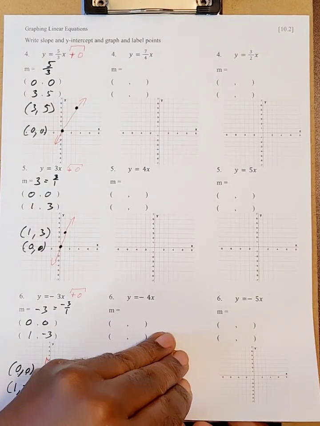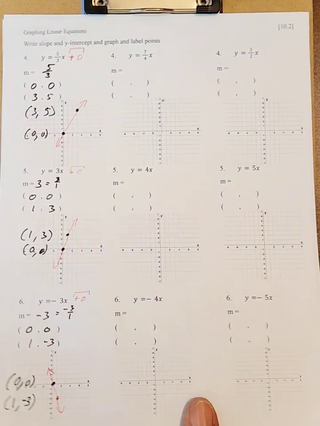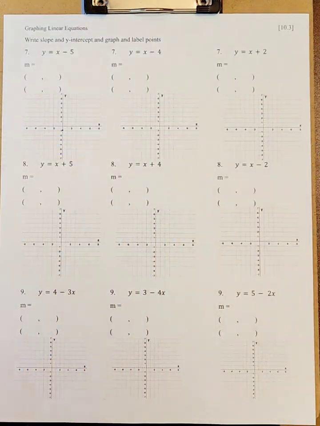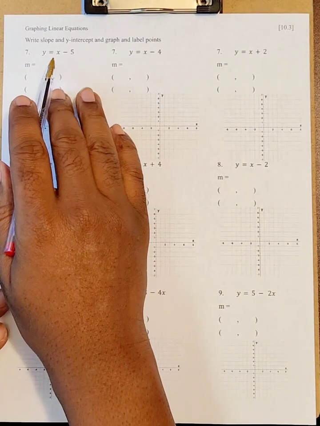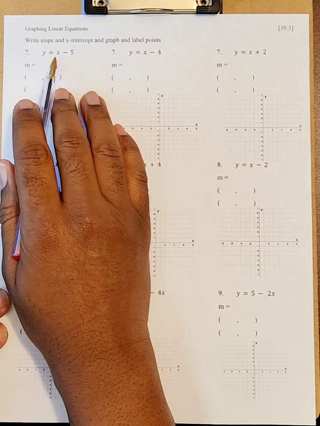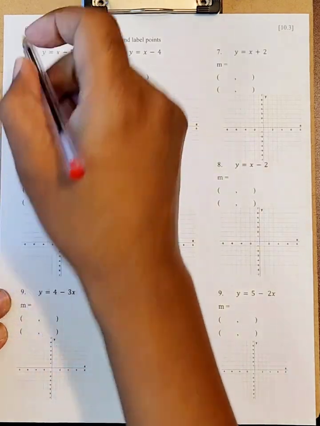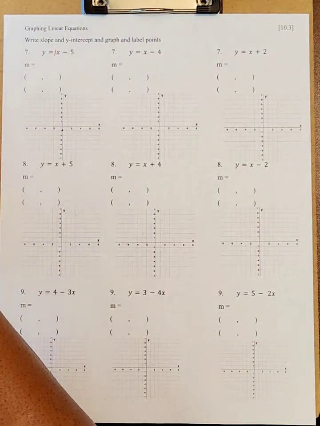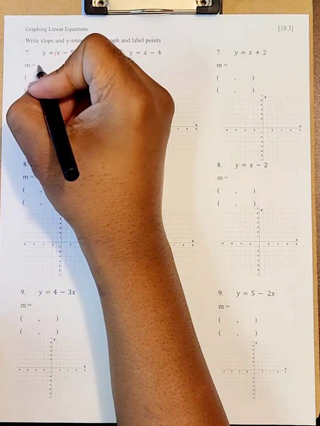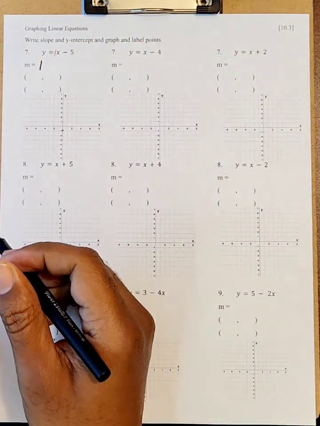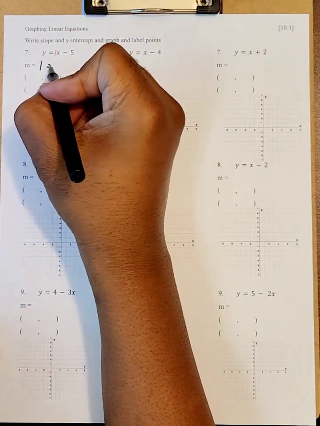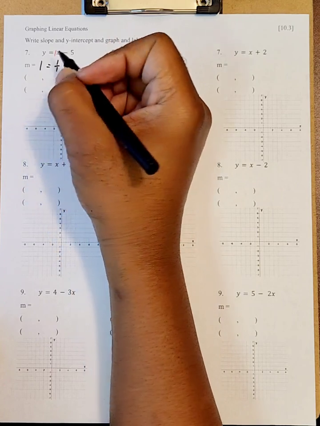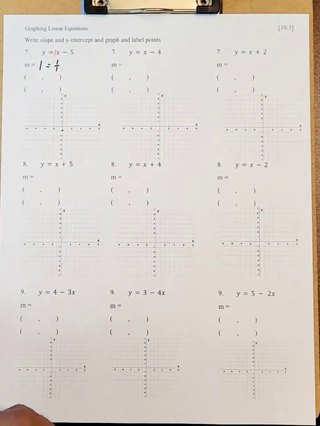Next, we have y equals x minus 5. And you'll see that there's no number here. So if there's no number in front of x, we assume that number would be 1. Okay, 1. So that means the slope is 1. Furthermore, we're going to write this as 1 over 1 for the rise and the run.